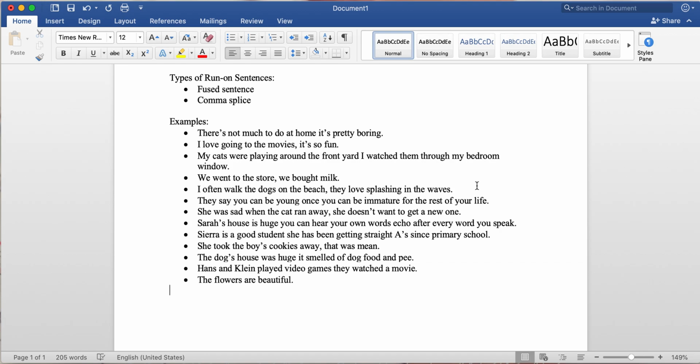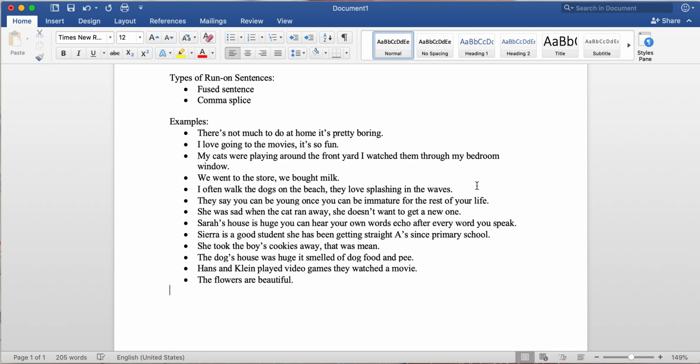The next one, she was sad when the cat ran away. She doesn't want to get a new one. This one is a comma splice, and there's a couple ways you can change this. Either you can add the coordinating conjunction, or you can put a semicolon in between the two independent clauses. Sarah's house is huge. You can hear your own voice echo after every word. This one is a fused sentence, as again, we don't have any marks of punctuation or coordinating conjunction.